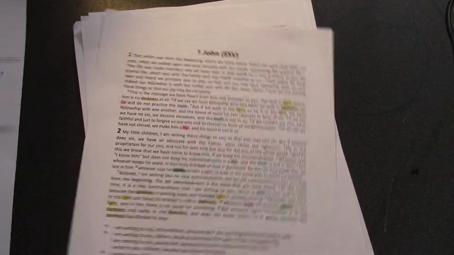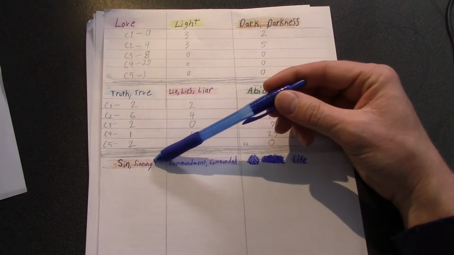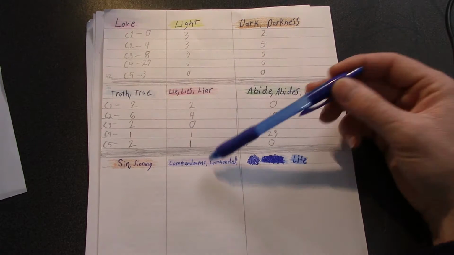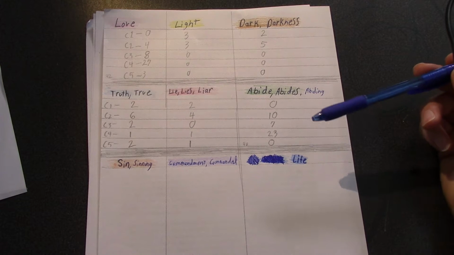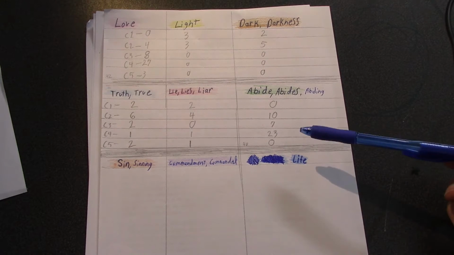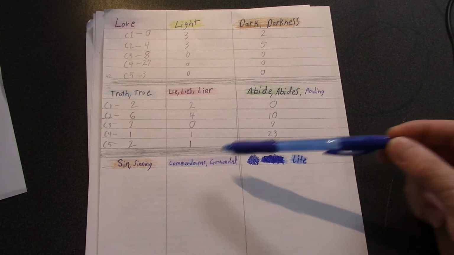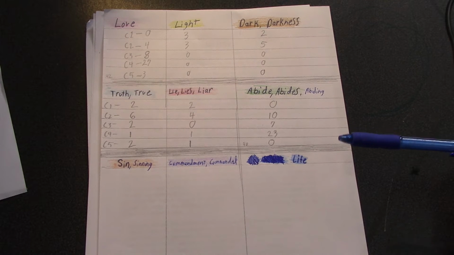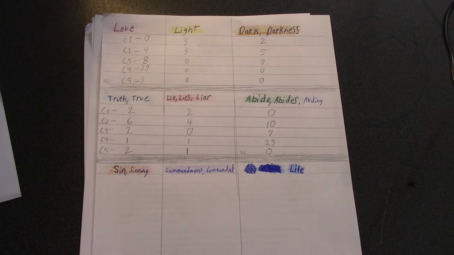So, for your next assignment, for our next video, I want you to find sin, sinning, command, commandment, and life. Now we're almost done with the highlighting portion of this study. We are going to do one more round of this after this section. Sin, sinning, command, commandment, and life. Highlight those. We'll talk about those tomorrow. And then we're going to move on to one more round before we get into talking about some other aspects besides simply highlighting.